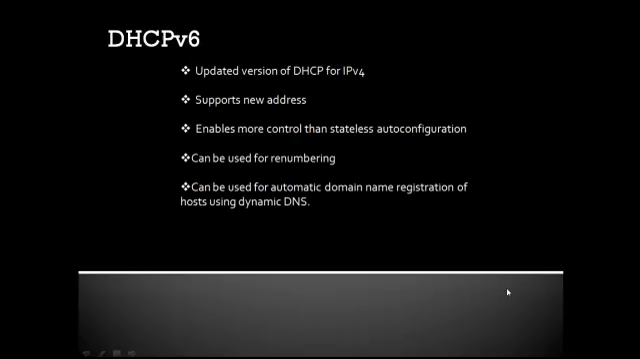The Dynamic Host Configuration Protocol for IPv6 is an updated version of DHCP for IPv4. It supports the addressing model of IPv6 and benefits from new IPv6 features. These features are: it enables more control than serverless, stateless auto configuration; can be used in a routerless environment using only servers; can also be used concurrently with stateless auto configuration; can be used for renumbering; and can be used for automatic domain name registration of hosts using dynamic DNS.